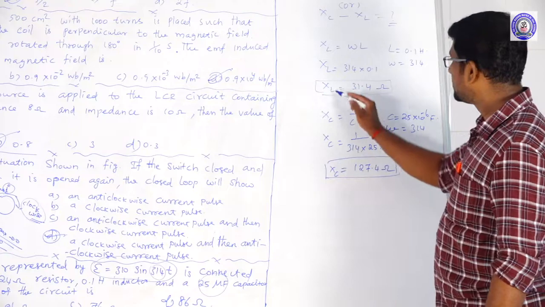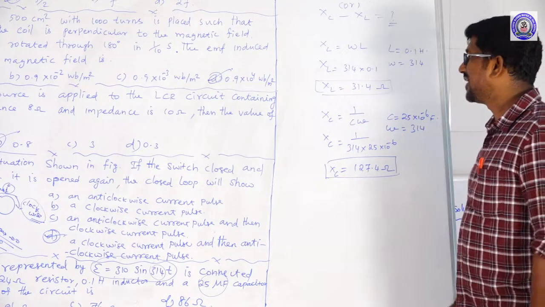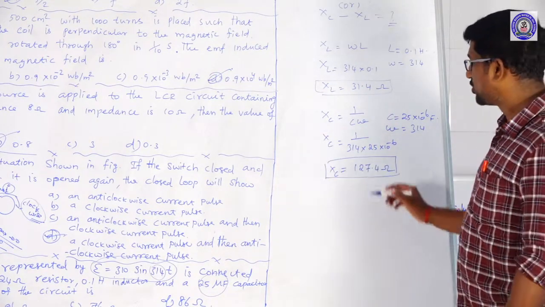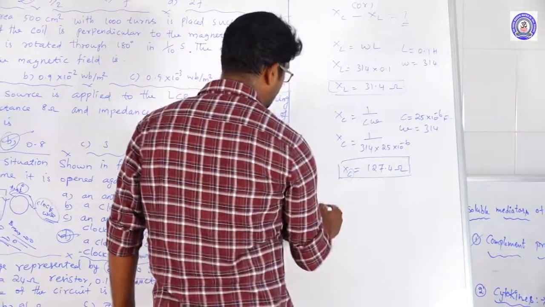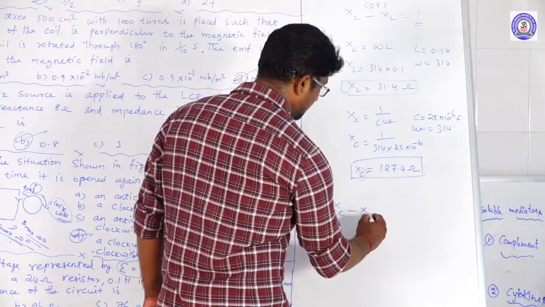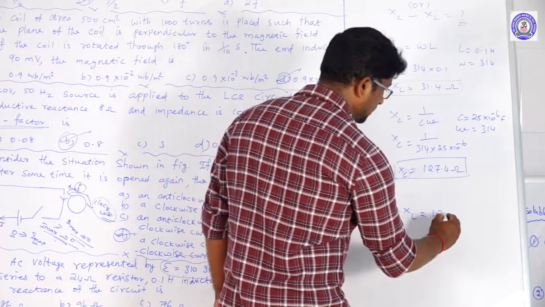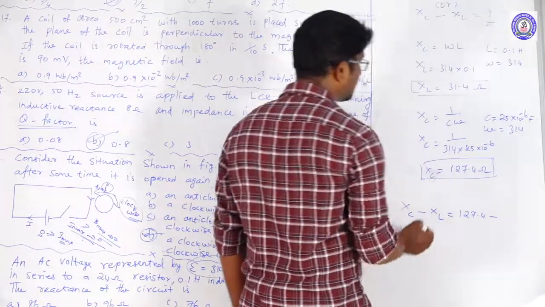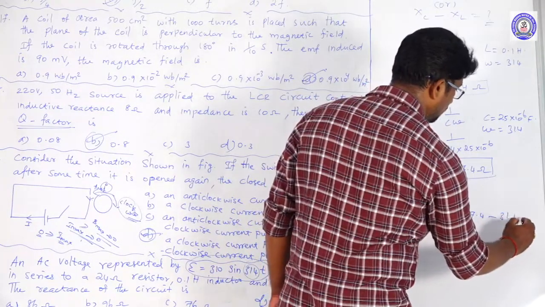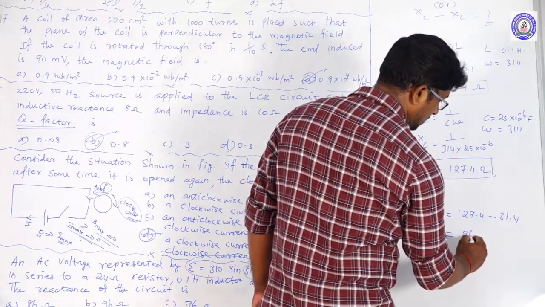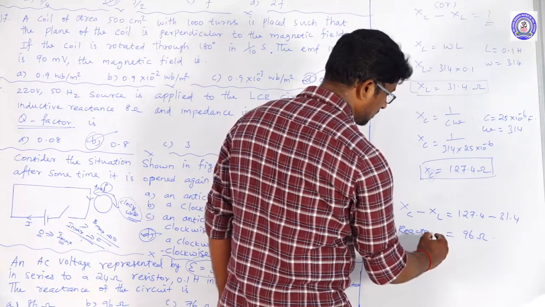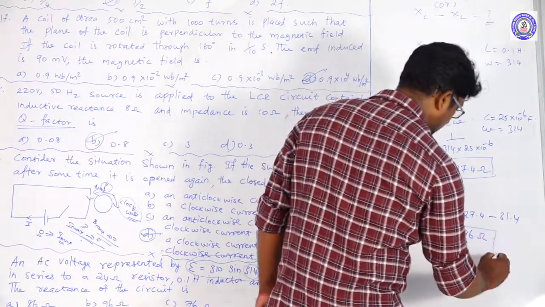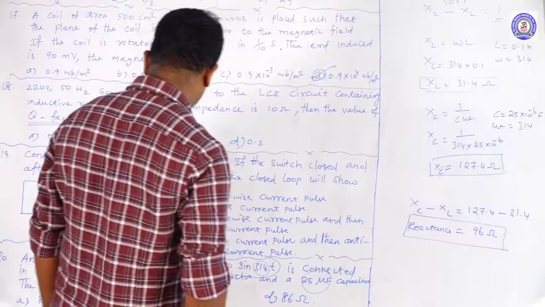Here the XC value is more than the inductive reactance value. So in this LCR circuit, the predominant element is the capacitor. Then net reactance is XC minus XL: XC value 127.4 minus XL value 31.4. Right? The difference is 96. So the reactance value is 96 ohm.